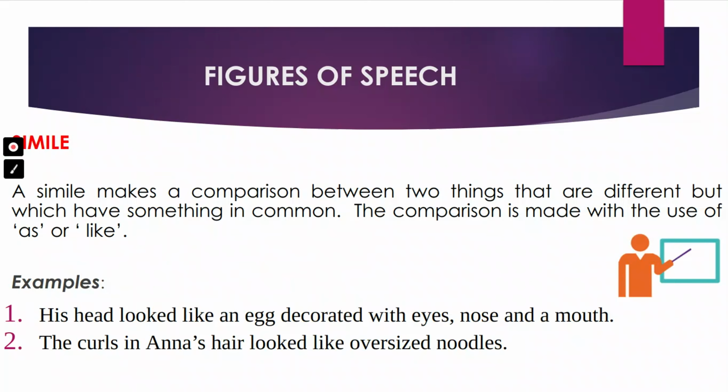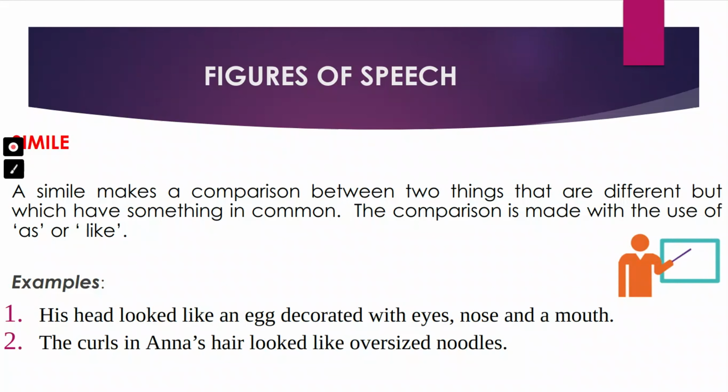So in this example, there is a comparison being made between two different things, two things that are unlike. But even though these two things are different, they have something in common. So the two things which are being compared here are his head and an egg. And what they have in common is the shape. So perhaps his head is shaped like an oval, similar to an egg. And notice that the comparison is made using the word like.